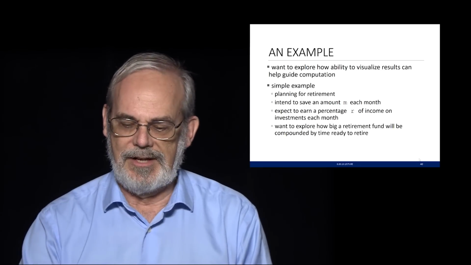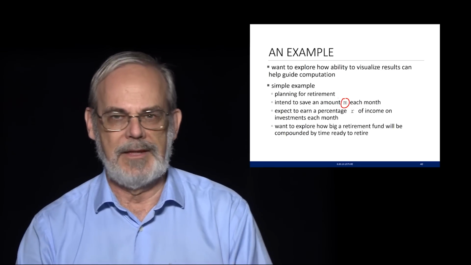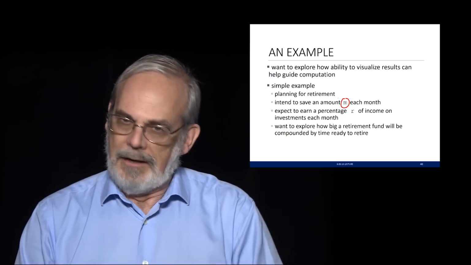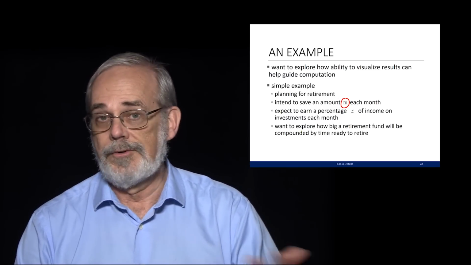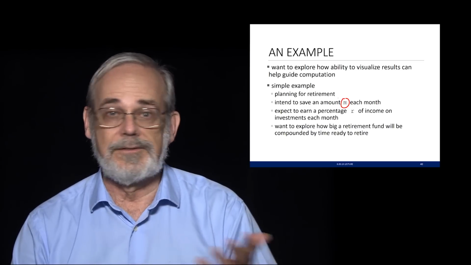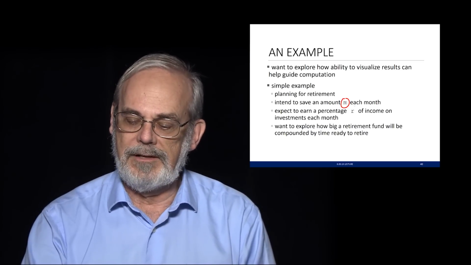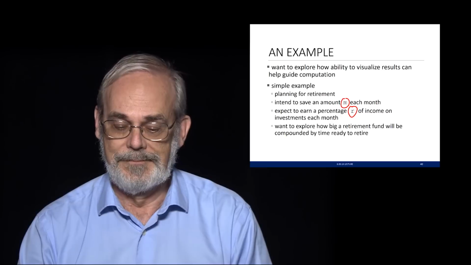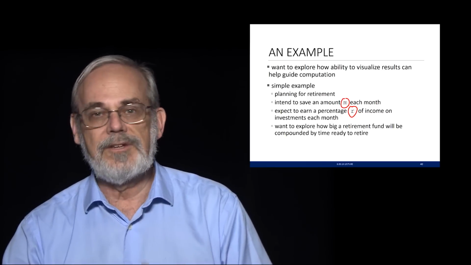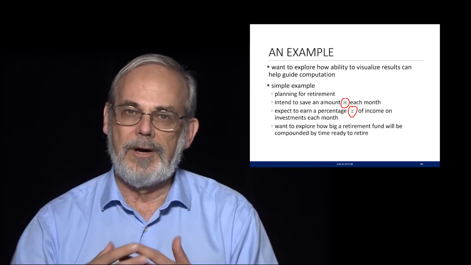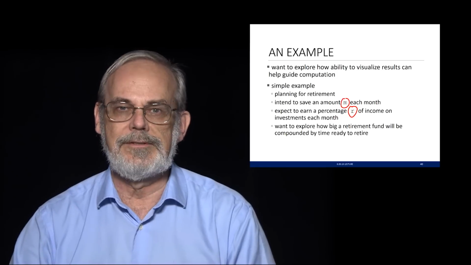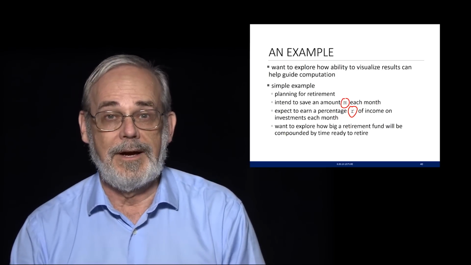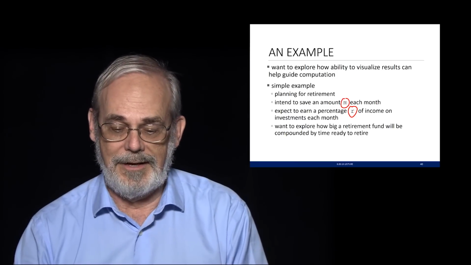I'm going to plan to set aside a particular amount, let's call it M, every month out of my salary. Save it away in a retirement account. I also expect that I'm going to earn a little interest on that. I'm going to invest it in some stocks or bonds or T-bills or something else. So I'm going to expect to earn a percentage R of additional income every month on the investments I set up. And I want to explore how big my retirement fund is going to be when it compounds over time with both new contributions each month and accrual of interest each month, so that I can decide when I want to retire. How much do I need to have before I'm ready to actually retire?